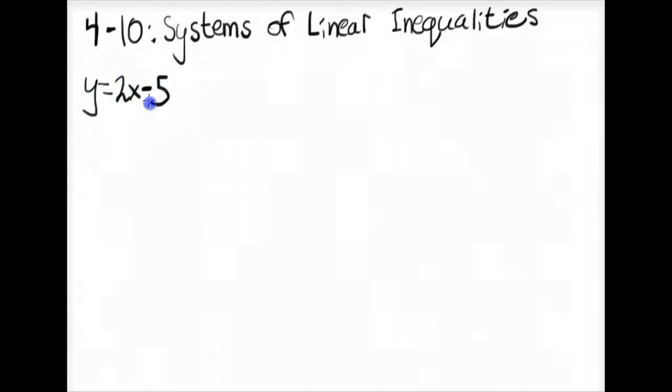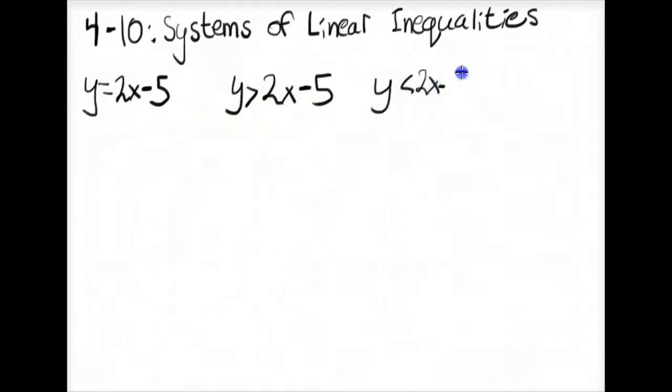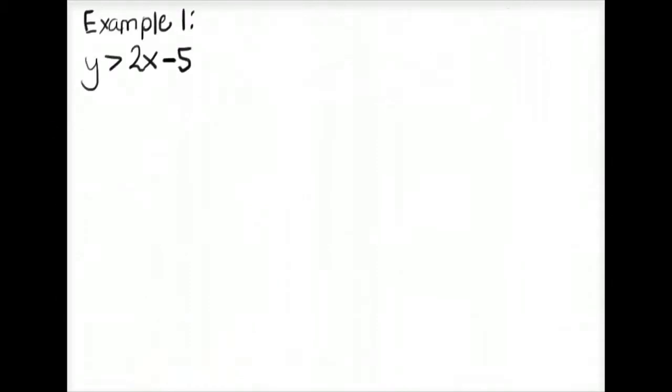What this says is all the y points are going to be on this line. But if we had y is greater than 2x minus 5, then this says that the points are all above the line 2x minus 5. Similarly, y is less than 2x minus 5 is going to say that the points are below the line 2x minus 5. So we're now going to graph the inequality y is greater than 2x minus 5.